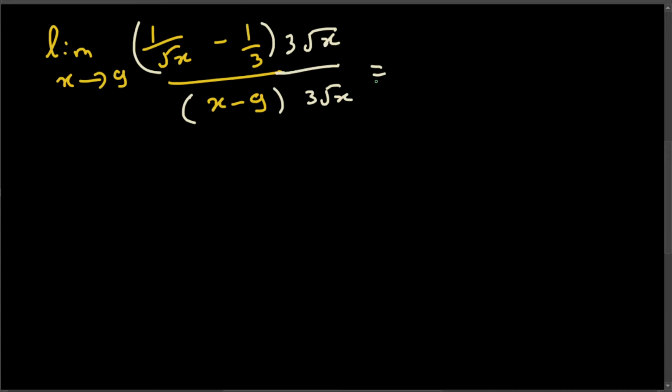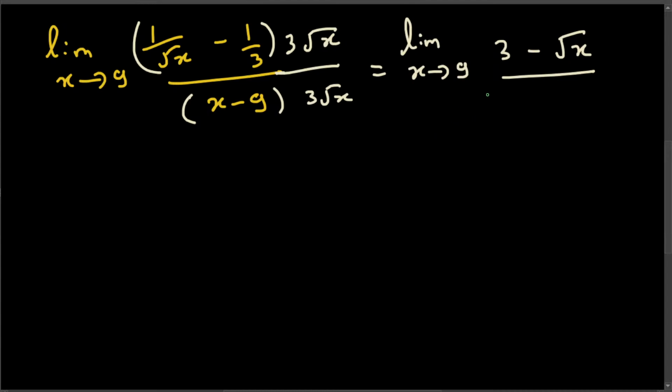If we simplify this one, this is going to become limit x approaches 9, and if I multiply 3 square root of x times 1 over square root of x, that gives me 3, and then minus 1 over 3 times 3 square root of x, that is square root of x. So this is 3 minus square root of x, and the denominator we are going to keep as it is because we are hoping to cancel something. If we can cancel, then we can substitute x equals 9 and solve for it.